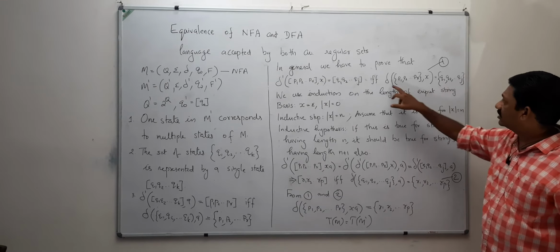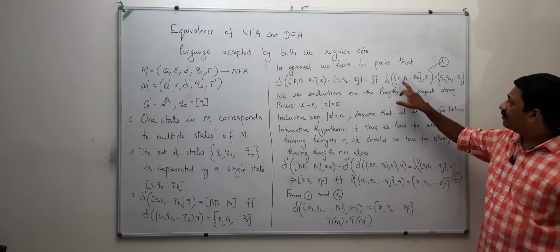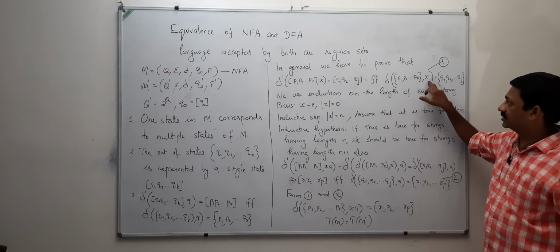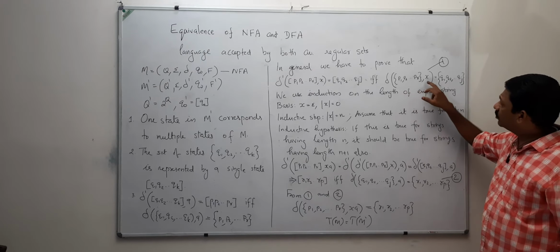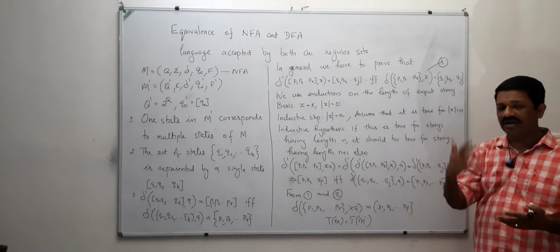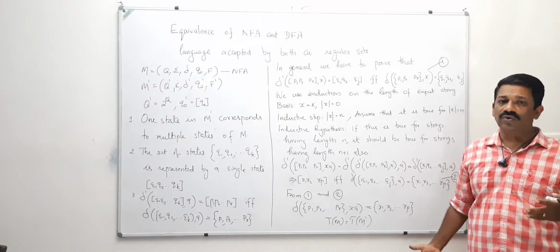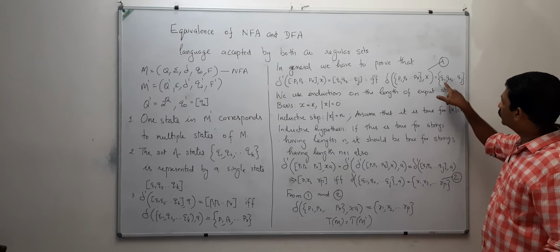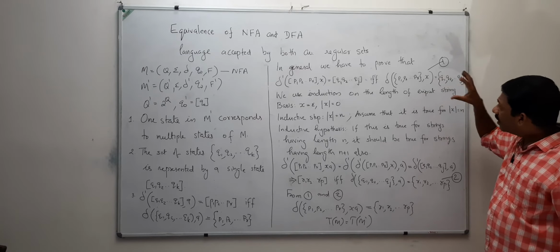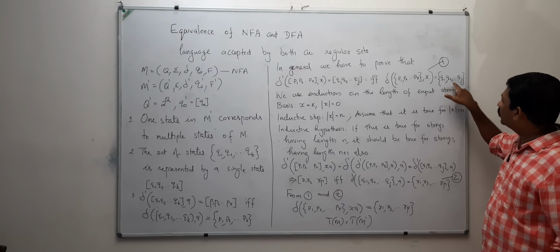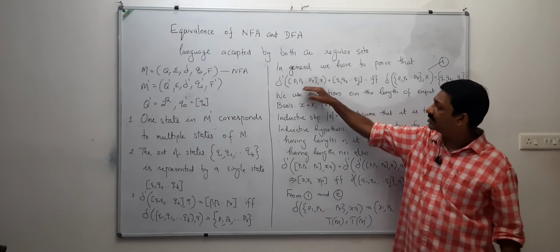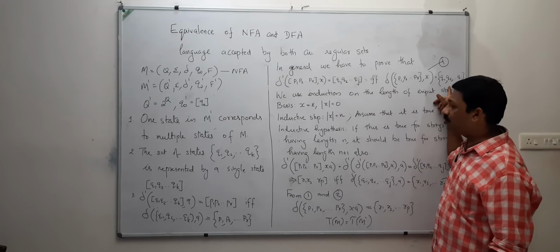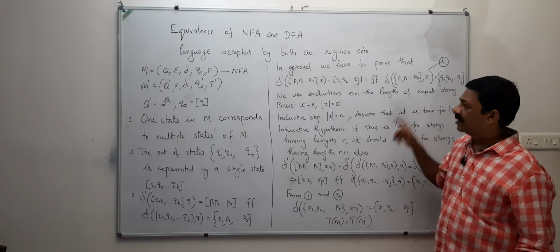That means this holds if this condition is satisfied: delta of P1, P2, etc. up to PR on X. What will happen? Suppose that this X has 10 elements; then for P1, P2, etc. up to PR, you do this for the first element, second element, third element, and take the union of those. Then you get Q1, Q2, etc. up to Qj. That means we have to prove that if this has to happen, this should be true.